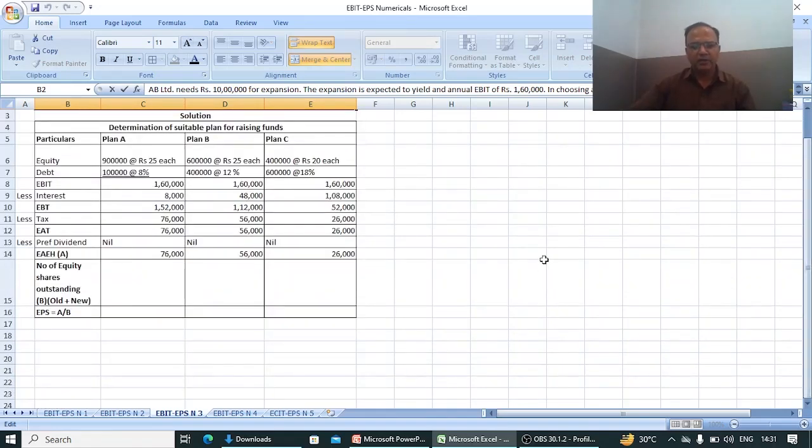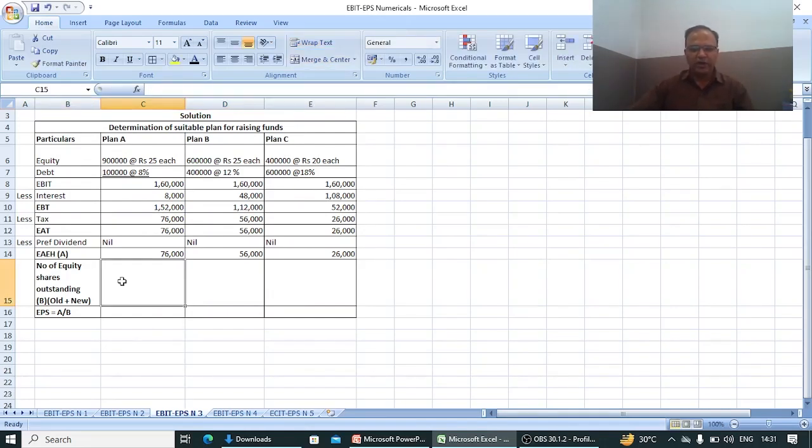So we are assuming that old is nil. Now new shares: 9 lakh rupees at rupees 25 each. It will be 36,000. Now 6 lakh at 25 each, 24,000. Now 4 lakh by 20, 20,000.